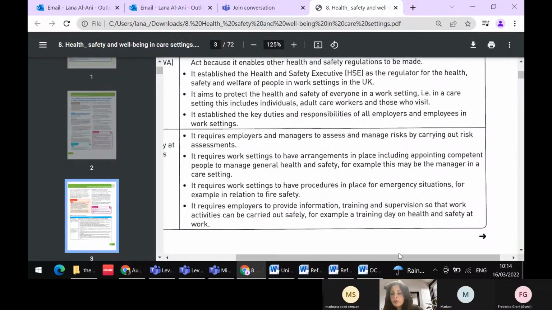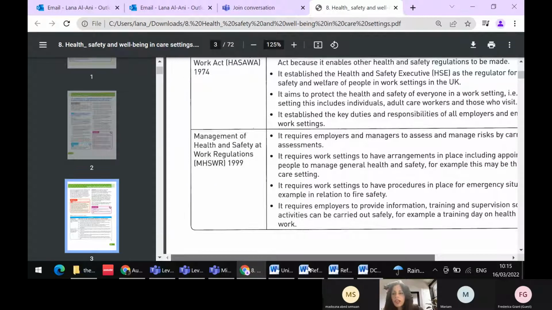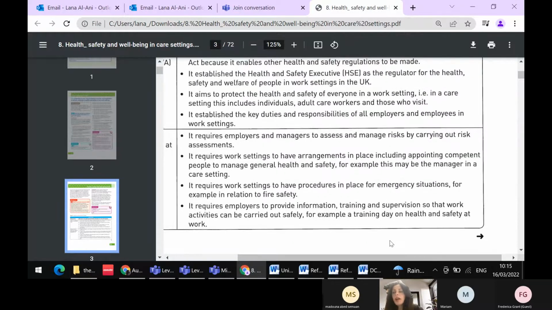So what is it all about? It requires the employers and the managers to assess and manage risk by carrying out risk assessment. We said before that we have to do risk assessment all the time. Why? Because we need to make sure that if we do any activities for the elderly people, it should be safe. The environment always should be safe. So this particular act requires employers and managers to assess and manage risk by doing risk assessment.